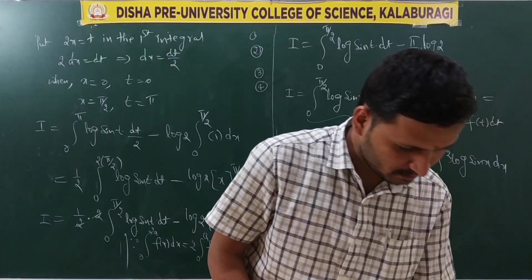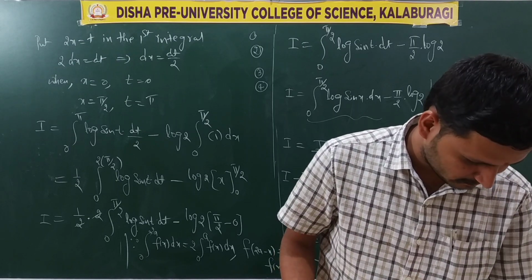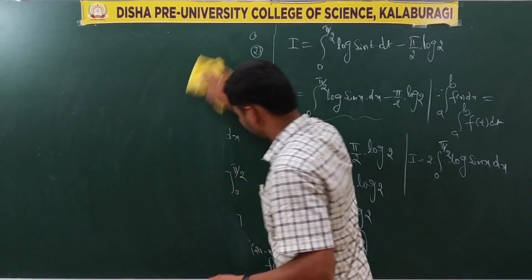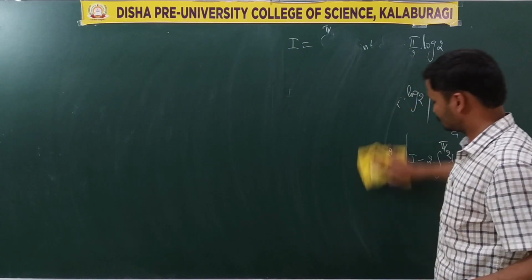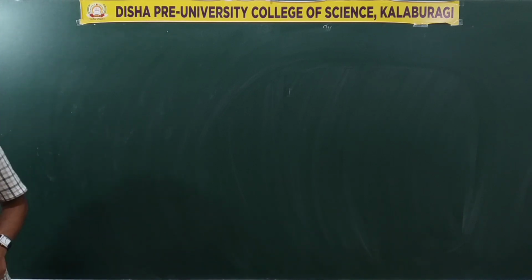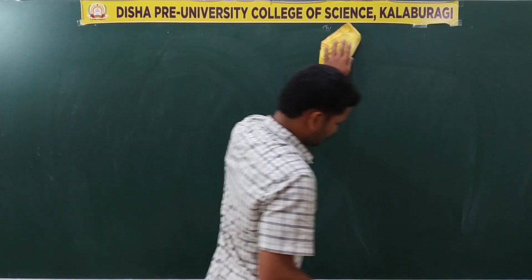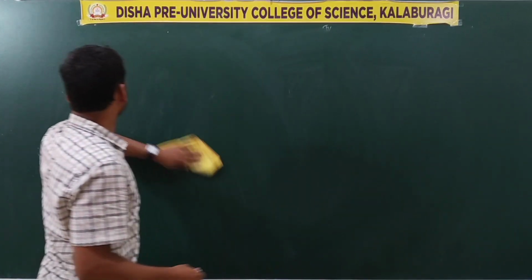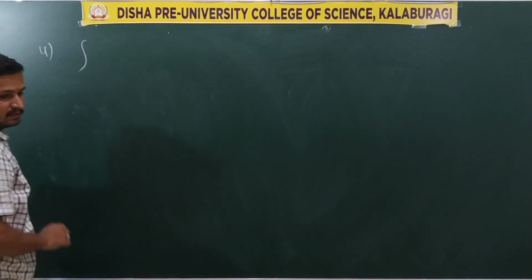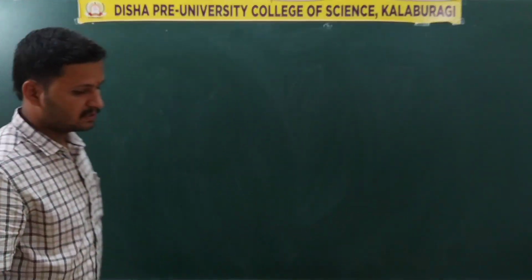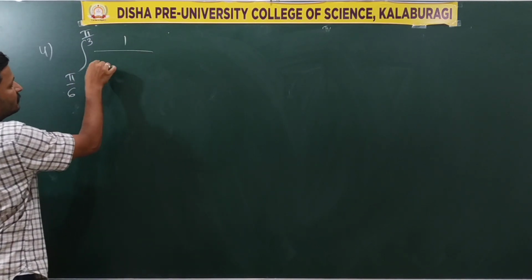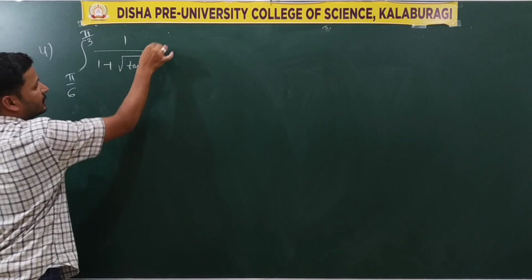Then right, next problem. So question number 4. This is easy, with a little practice you will understand. Okay, each problem is linked, understood. Yes. And now question number 4. Evaluate the integral from pi by 6 to pi by 3 of 1 divided by 1 plus square root of tan x into dx.